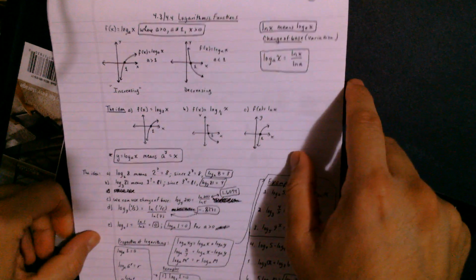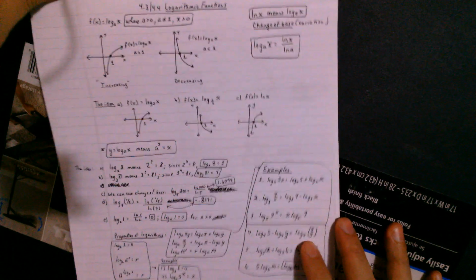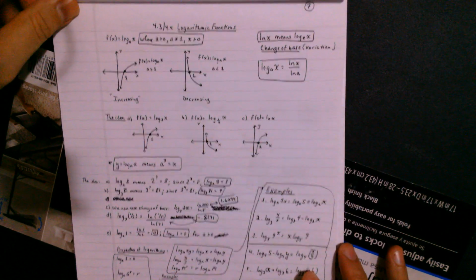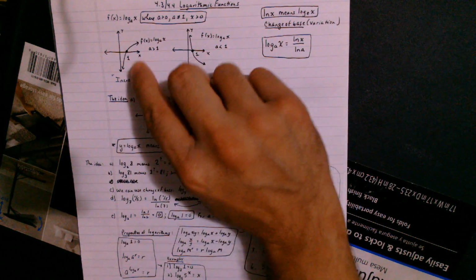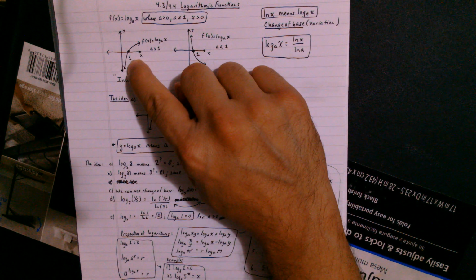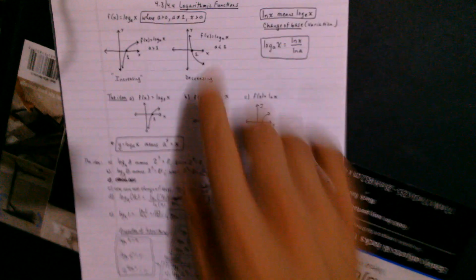Then you have logarithms. A logarithm is kind of like the inverse of an exponent. It's kind of like the opposite of an exponent. So essentially, log base a of x. Now, this goes upward if the base is greater than 1. This goes downward if the base is less than 1.